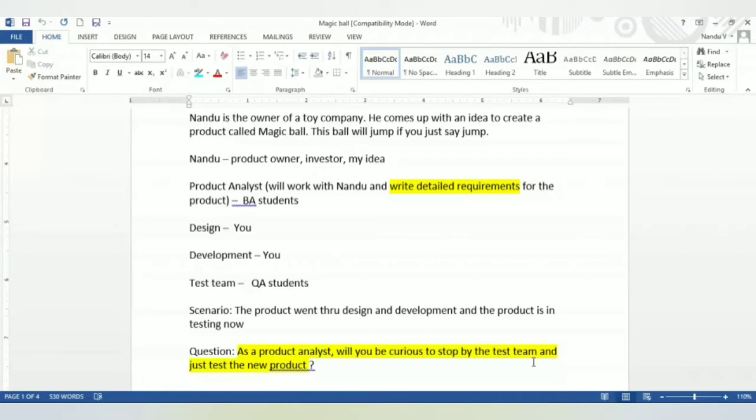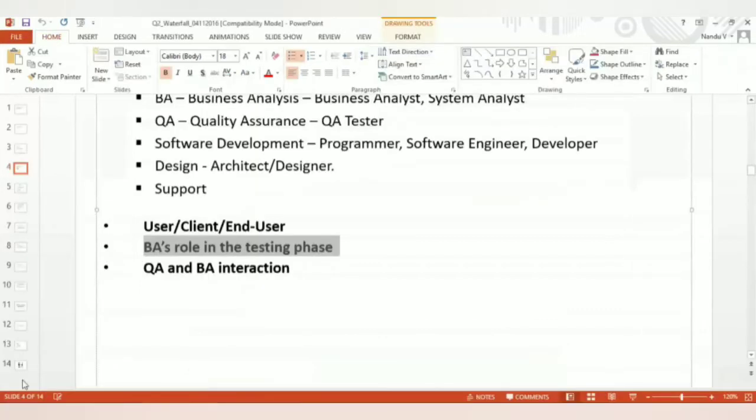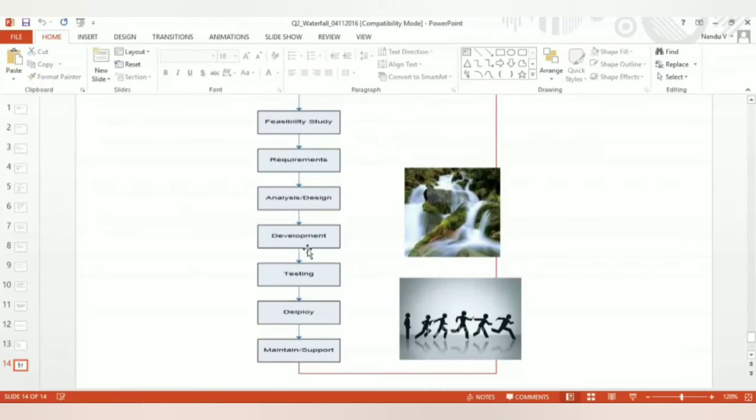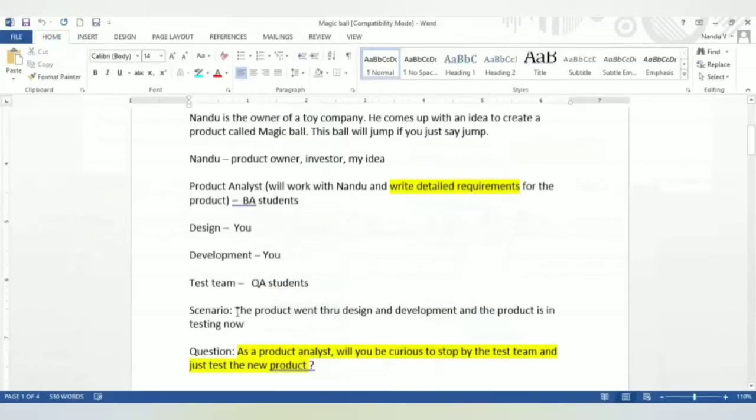So Nandu is the owner of a toy company. Simple idea is to come up with a toy. Investor, my idea. So all the BA students, you are product analysts. I'm not even going to call you a BA. Product analyst. No more IT. Forget IT. So the toy went through feasibility, performance, design, development. It is in the testing phase now.